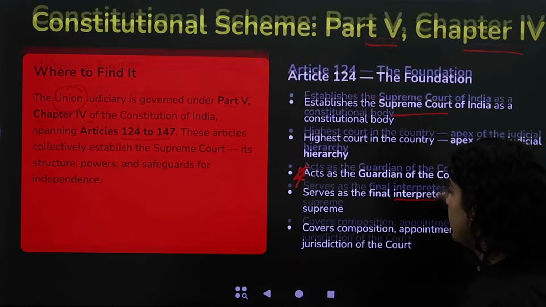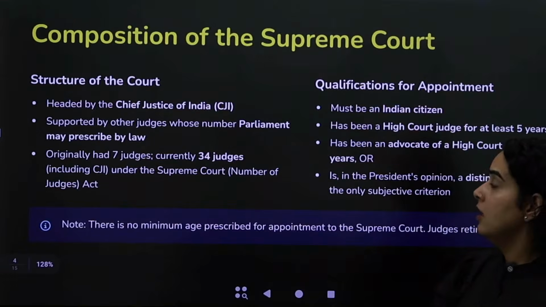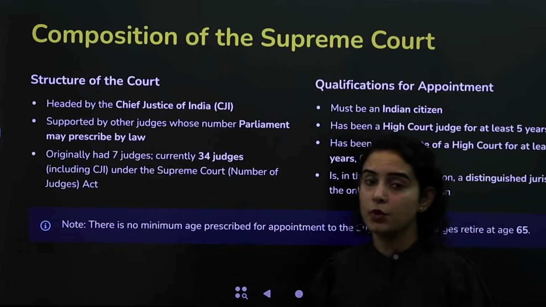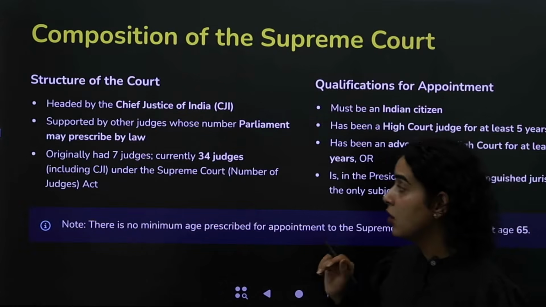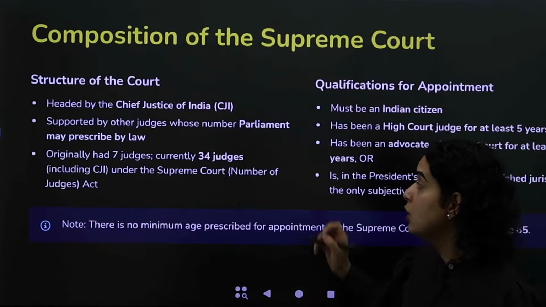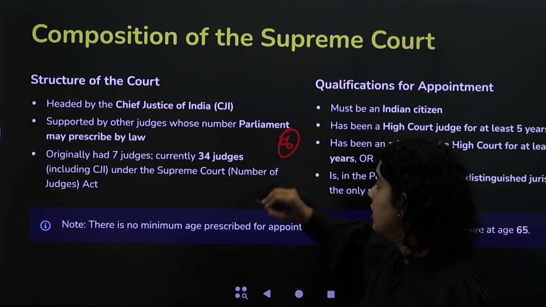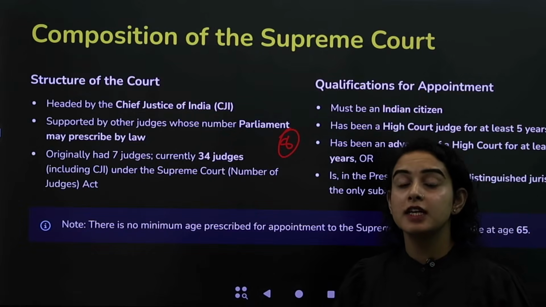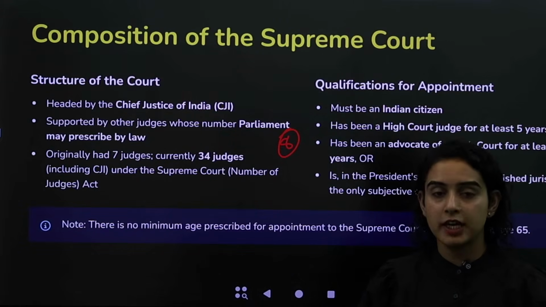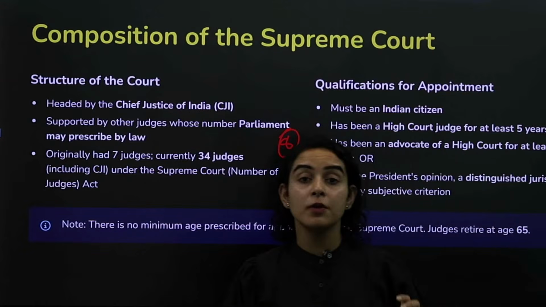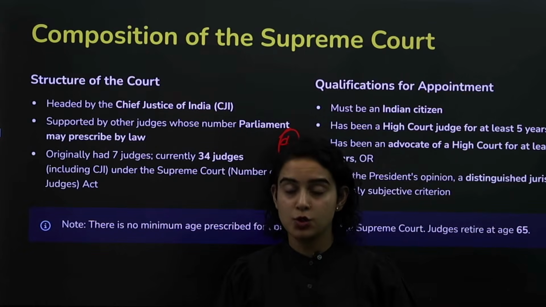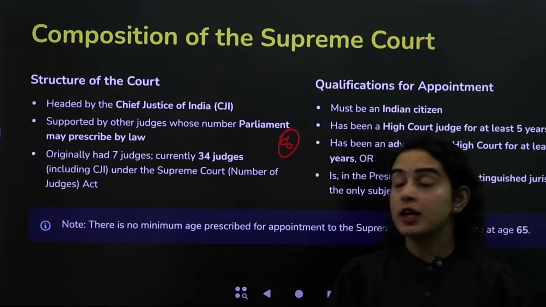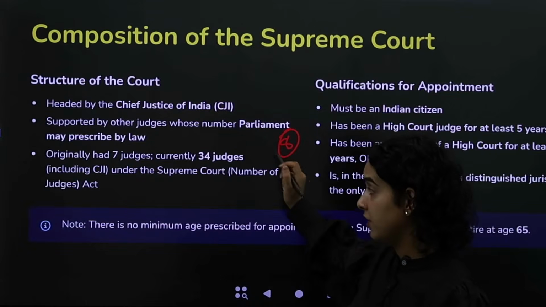Okay. Now let us understand it a little bit better. So originally, when the Constitution was made, it said that there are going to be in total 8 judges, 7 judges and 1 Chief Justice of India. Chief Justice of India is the highest possible judge, right? We use the word justice for High Court and Supreme Court judges. So, highest possible judge, the senior most judge of the Supreme Court is the Chief Justice of India.